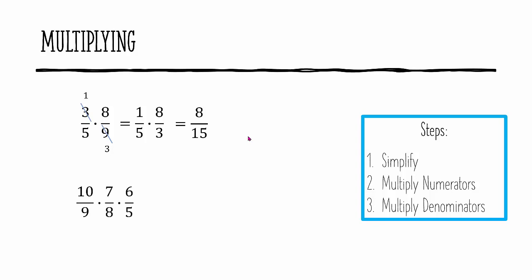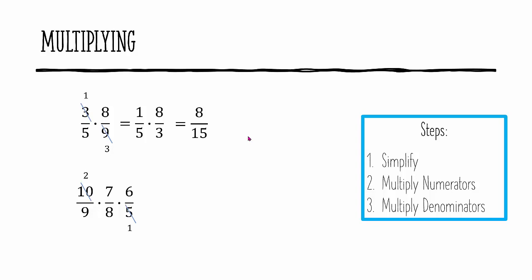We can multiply as many fractions as we want. It means we can simplify as many fractions as we want as well. So lots of numbers here with common factors. Let's start this off with the 10 and the 5 having a common factor of 5. So 5 goes into 10 twice, 5 goes into 5 once.